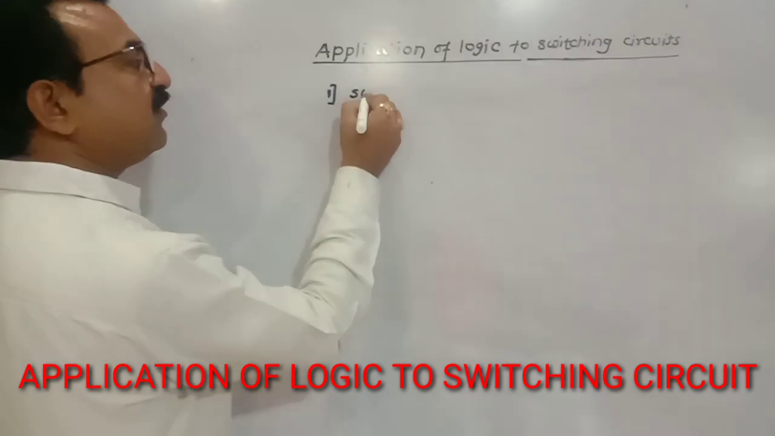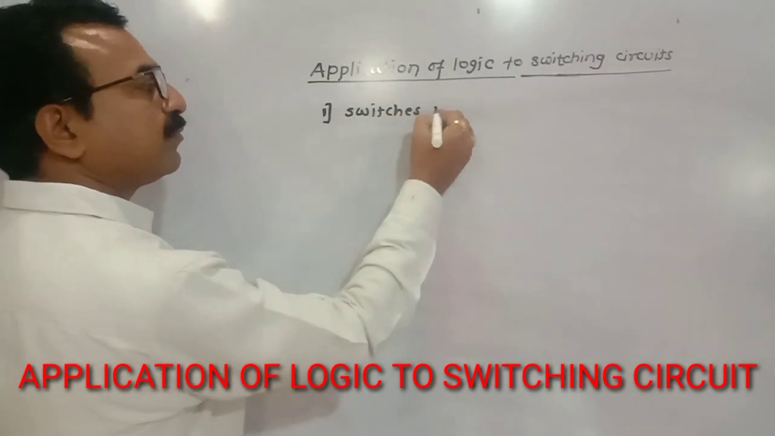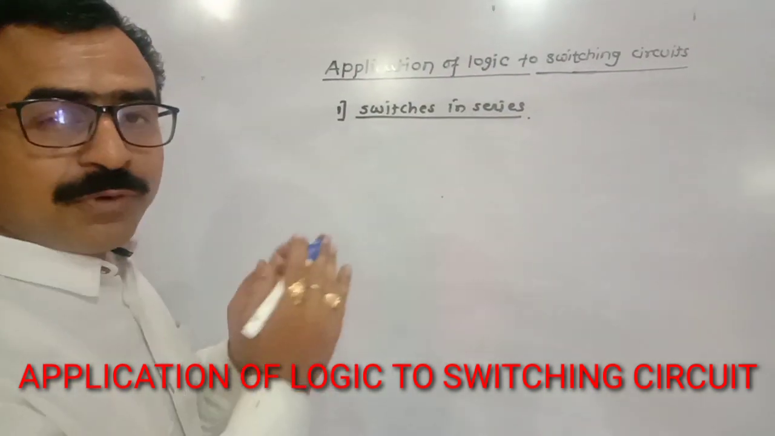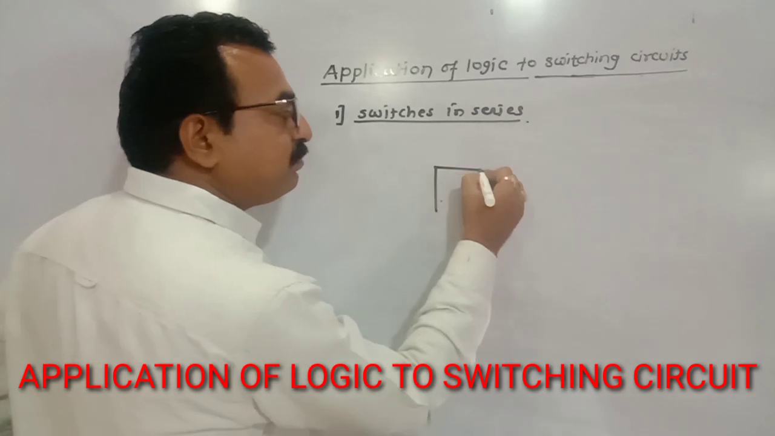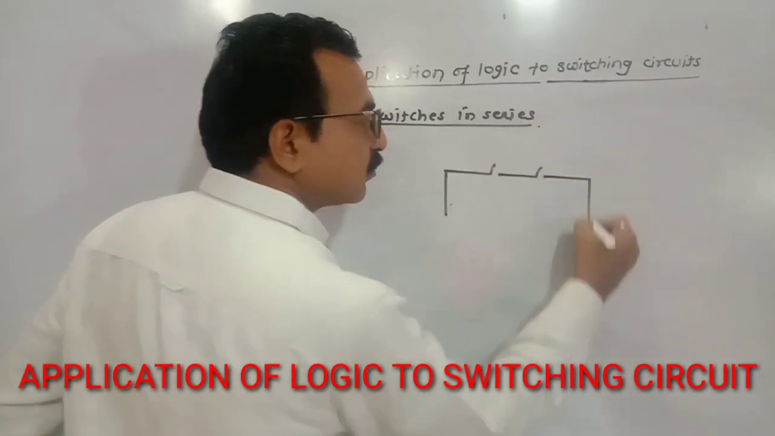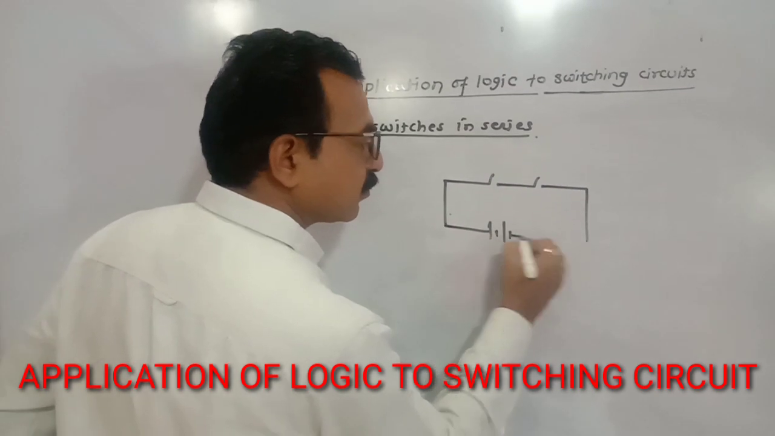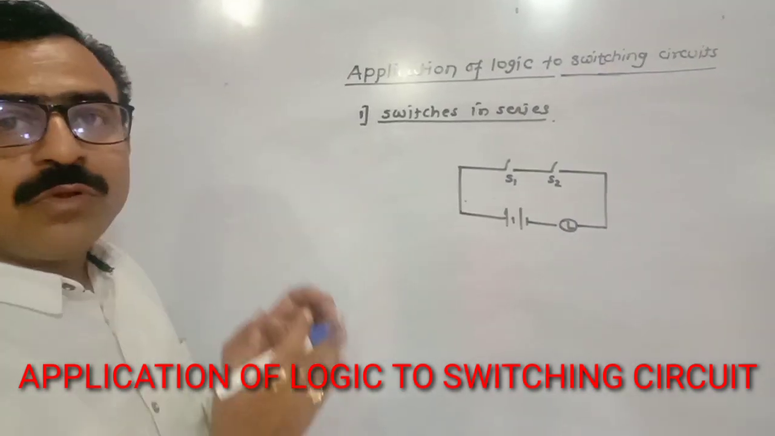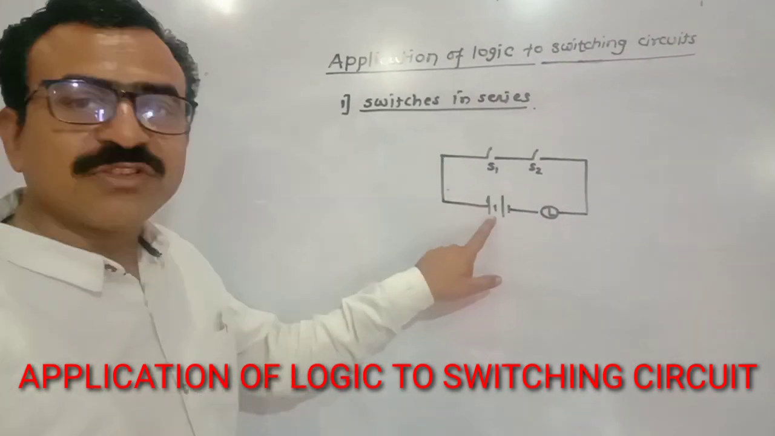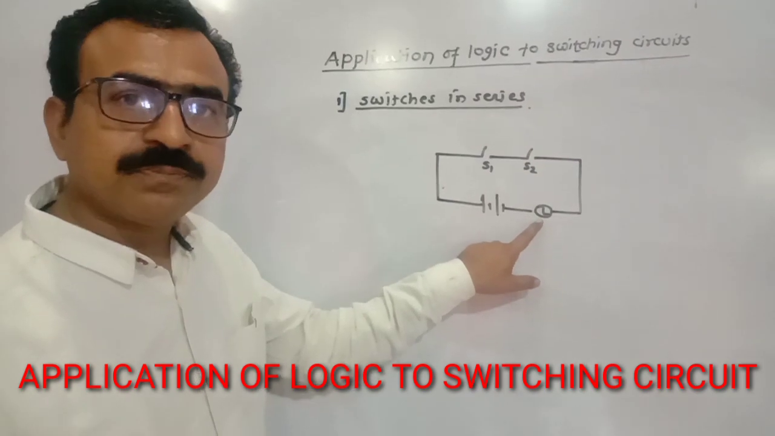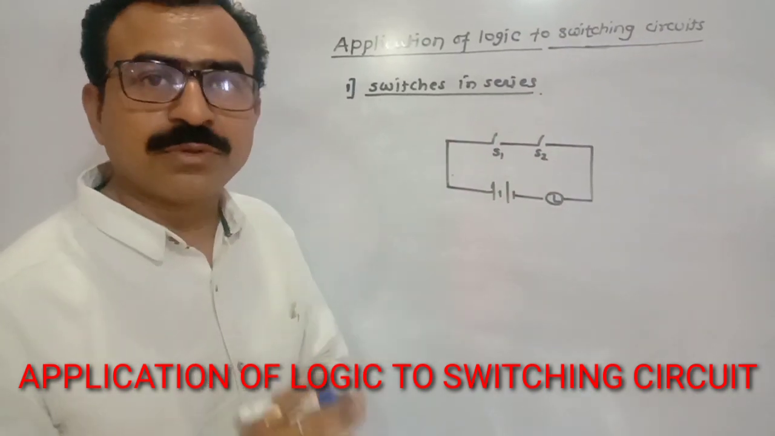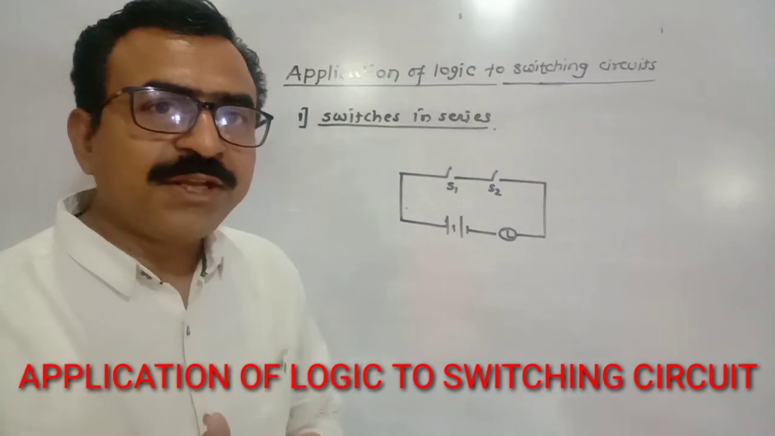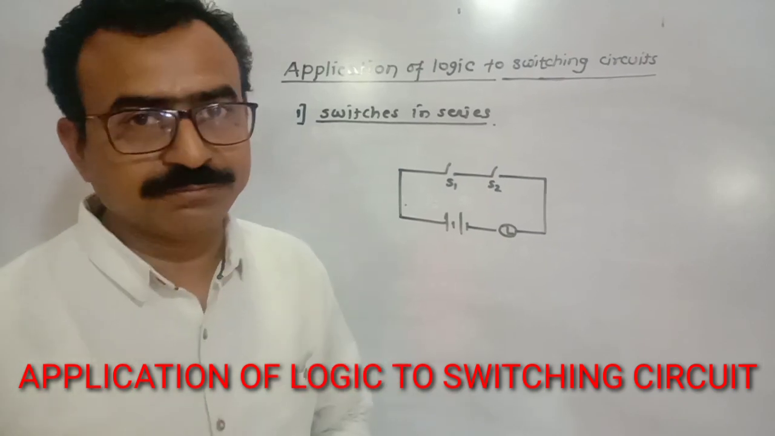So friend, switches in series. For that purpose, observe this circuit diagram. In this circuit diagram, this is the battery, this is the lamp, and these are the two switches. So friend, I want to ask one question to you. When or how will the lamp be lit?